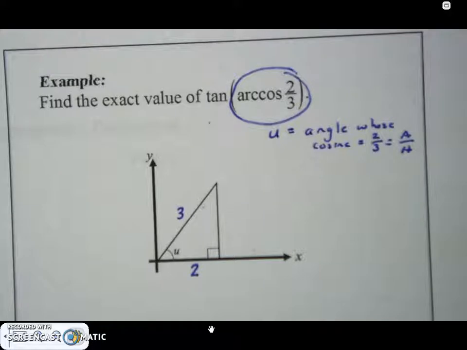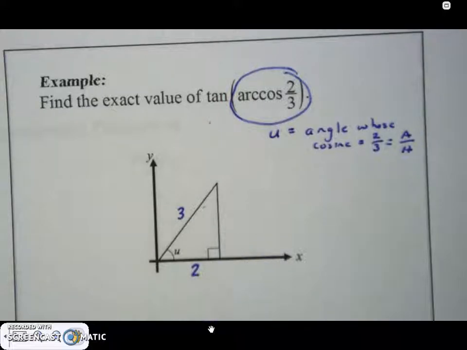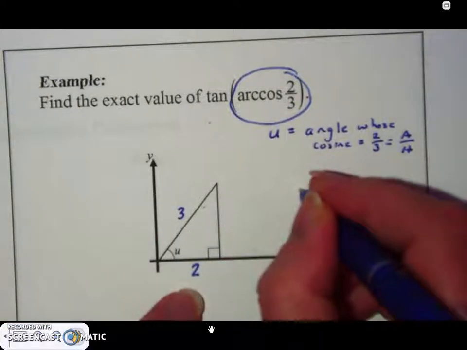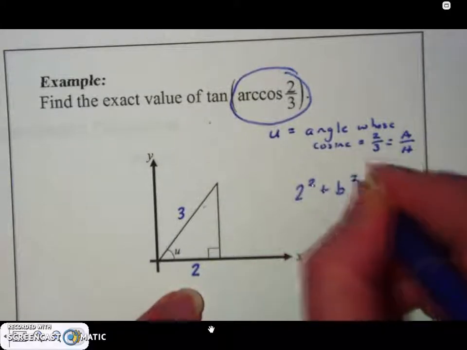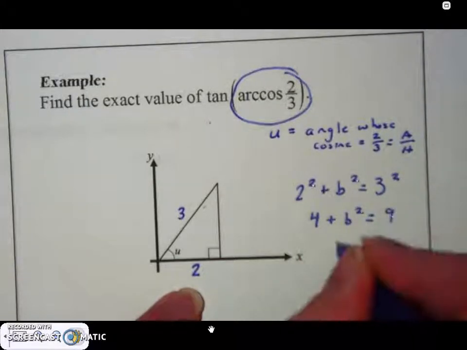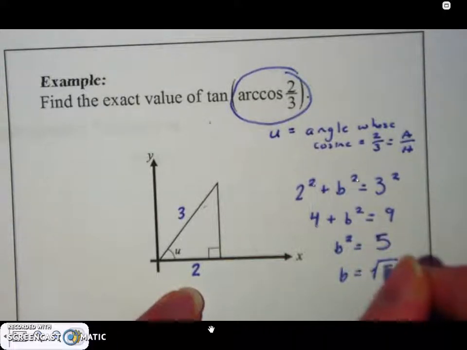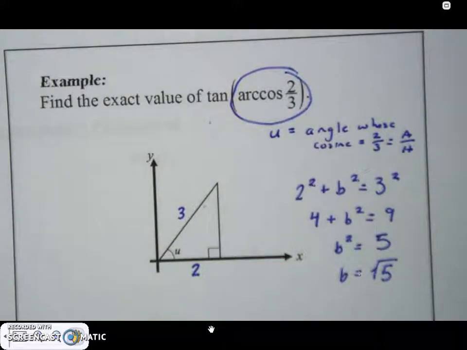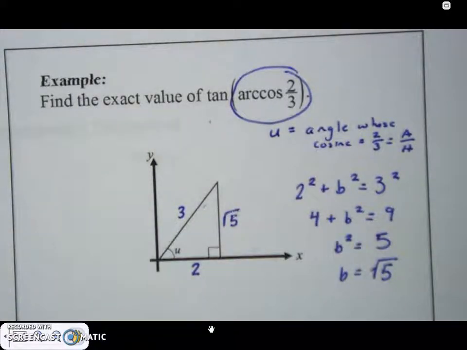Tangent is a ratio of what two sides? Correct. So I need the opposite over adjacent of this angle. So what do I need to find? Yes. So find the opposite with the Pythagorean theorem. So we're going to do 2 squared plus b squared equals 3 squared. So we have 4 plus b squared equals 9. B squared equals 5. And we do know that there's two solutions, plus or minus, but we're looking at the vertical height there, which is just going to be the positive square root of 5. Okay, so now what is the tangent of the angle whose cosine is 2/3?